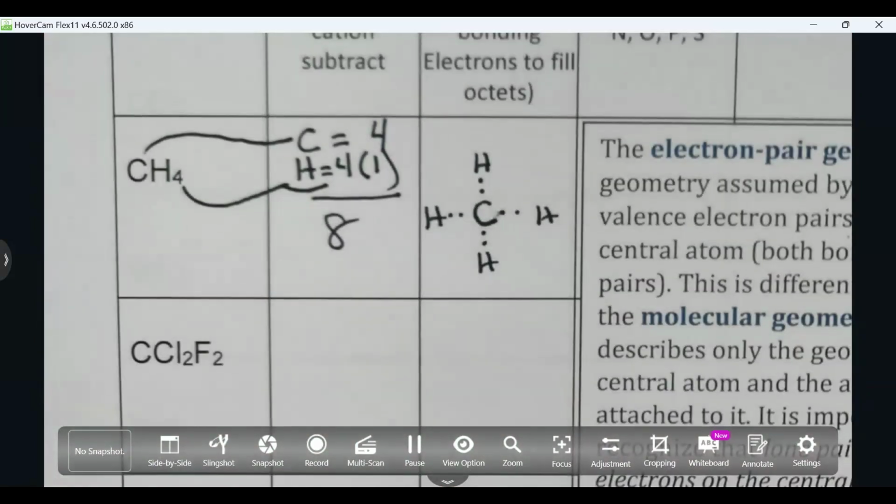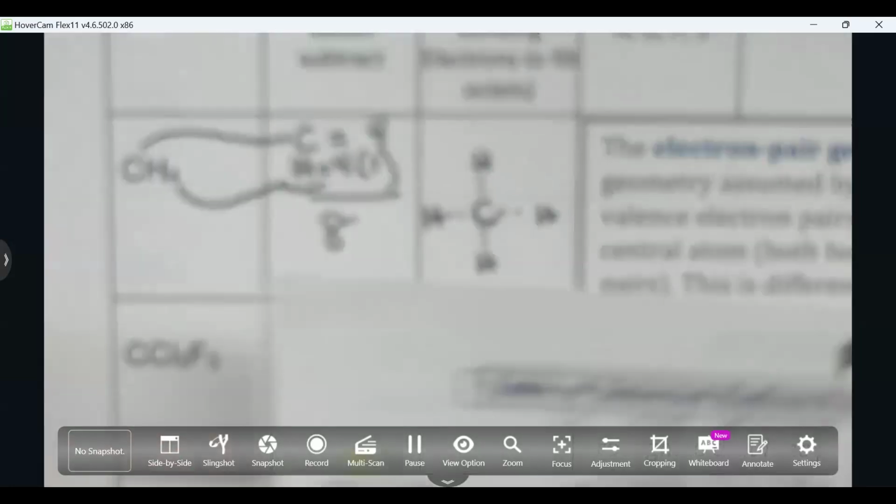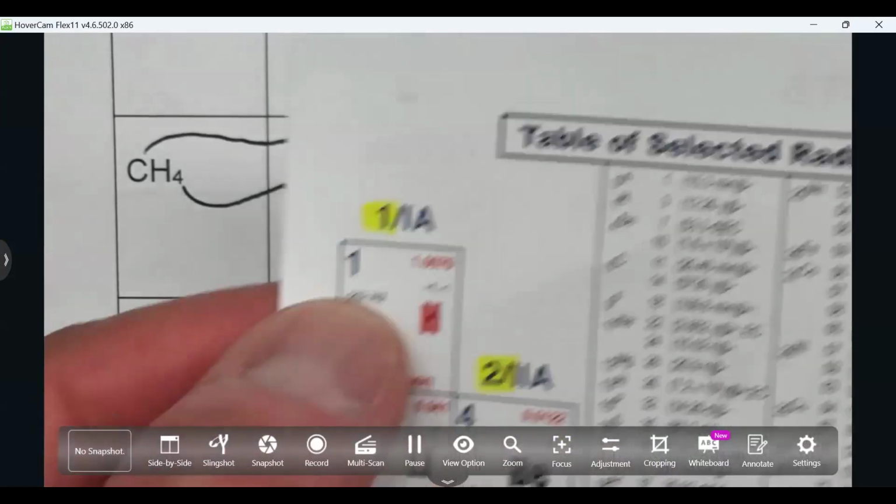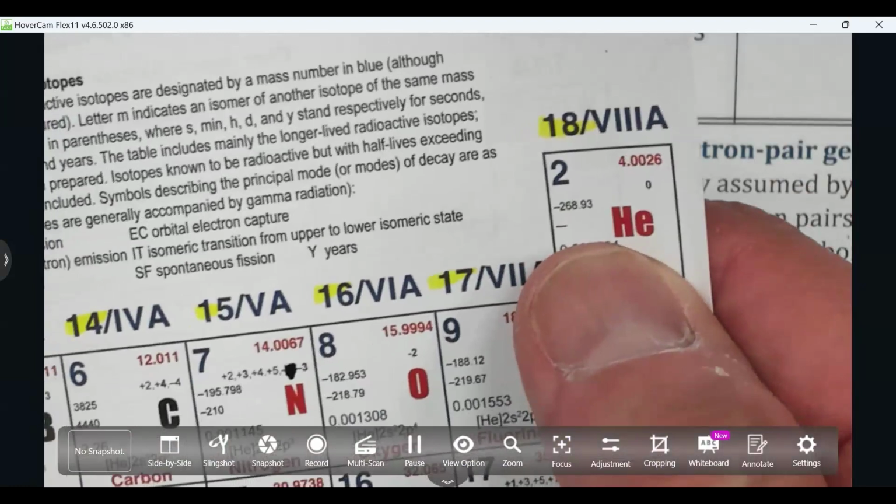Carbon's happy, it has 8. That's the goal, always 8. What is the goal? To get a stable octet of 8. But hydrogen has 1 electron. It only needs 2 to be like helium, correct?